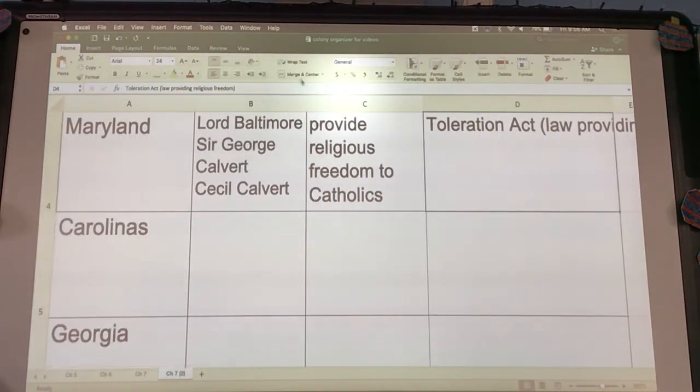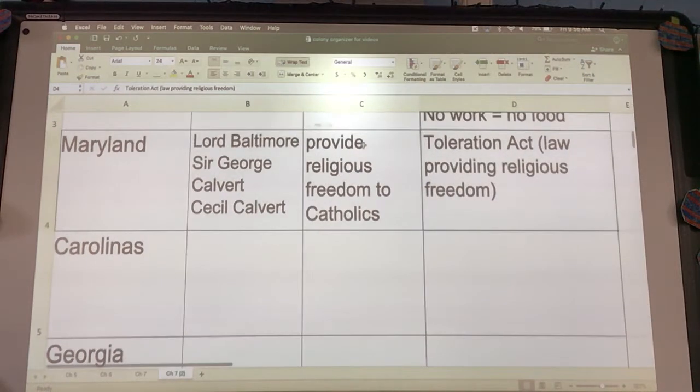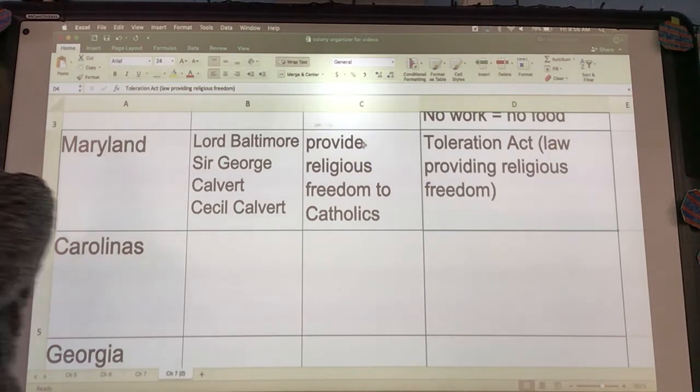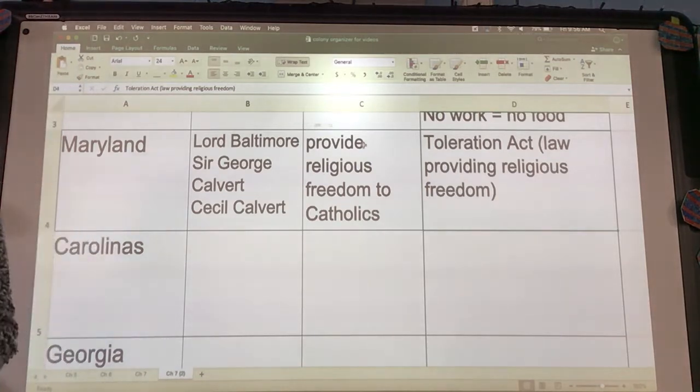Okay. Anything else about Maryland? I think we're pretty good there on Maryland, Kenny. They did. Freedom and natural resources. Freedom and natural resources. Okay.